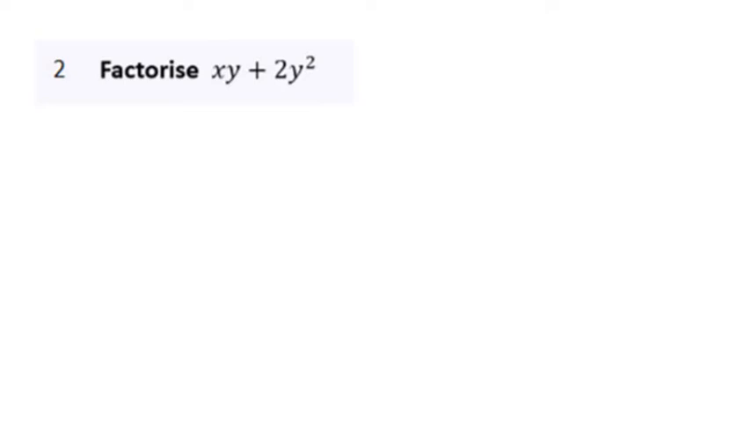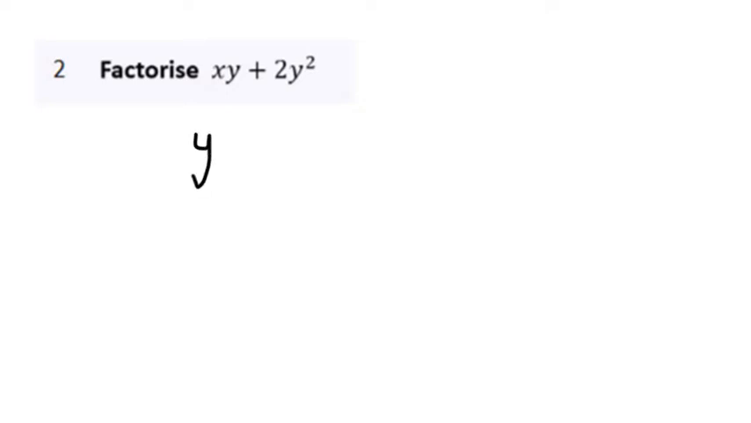So we're doing the opposite of expanding. We're going to be putting the brackets back in. So what I need to do is look to see what is common to both. So have a look here, we've got xy plus 2y squared. I'm looking for the highest common factor of both, something that's common to both. As we can see, y appears in both, so this is what is going to go outside of my brackets.